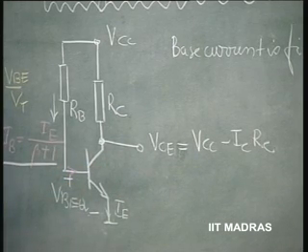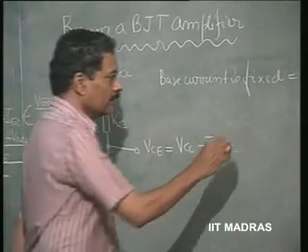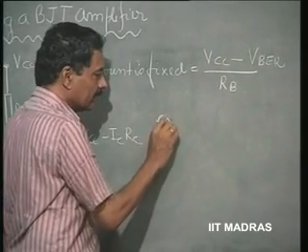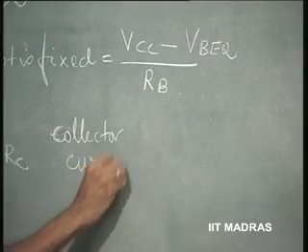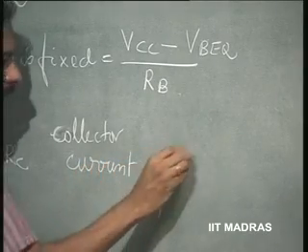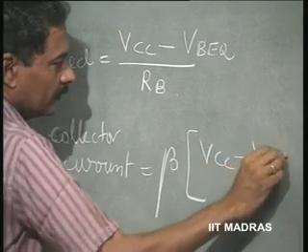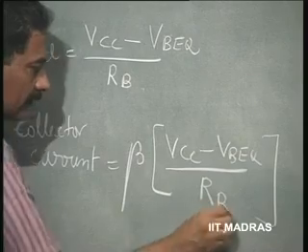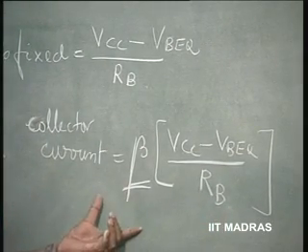But as I told you, if you fix the base current as this value, then the emitter current or collector current, which is what we want, is going to be beta times VCC minus VBEQ by RB. So, it is sensitive to variation in beta.